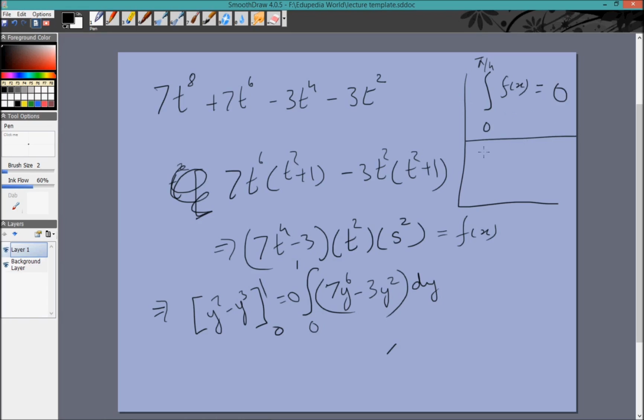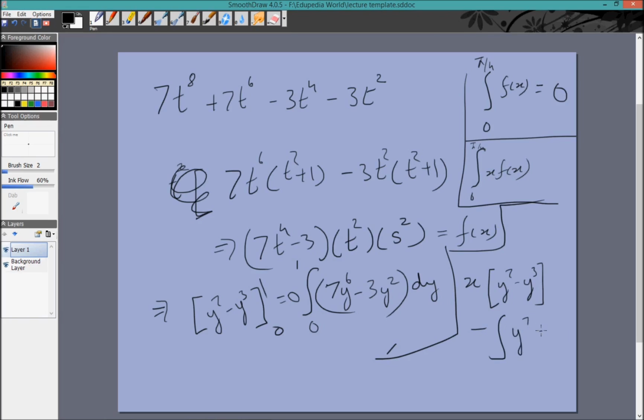Next we need to think about integral 0 to pi by 4 x f of x, right? So we can use integration by parts to do it. That will be first term times the integral of second term. So it will be x times integral f x dx, which we know as y to the power 7 minus y cube, right? Where y is tan of x, right? This is x and this is tan of x, minus integral of the derivative of the first function multiplied by the integral of the second function, y to the power 7 minus y cube, right?